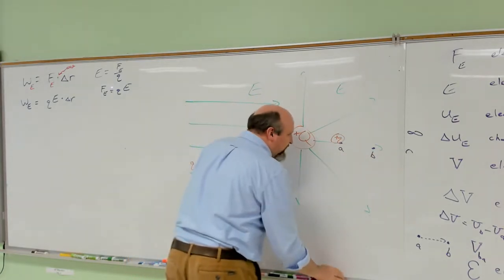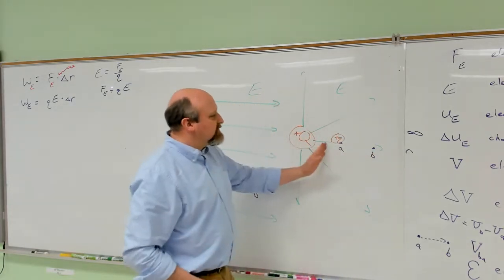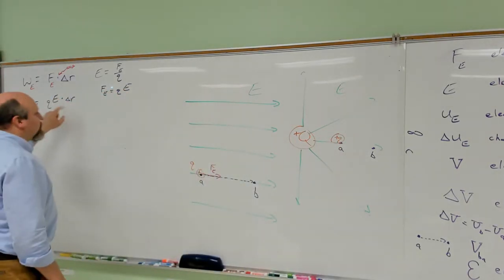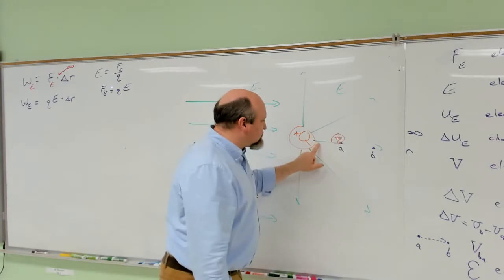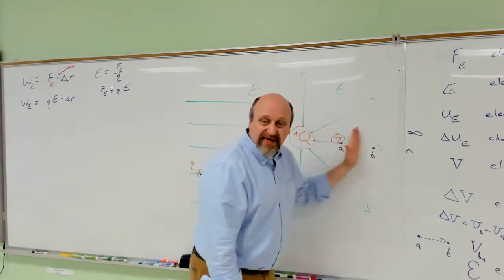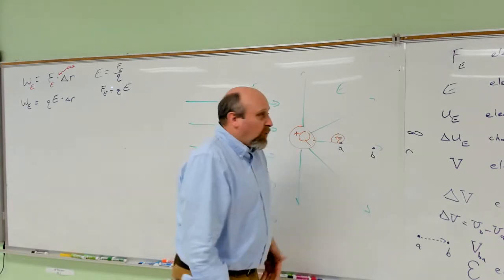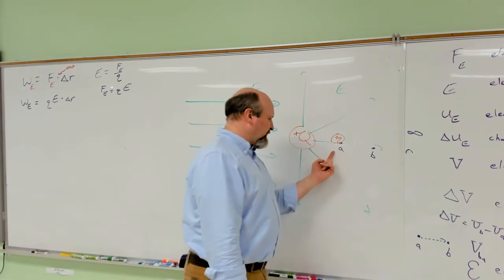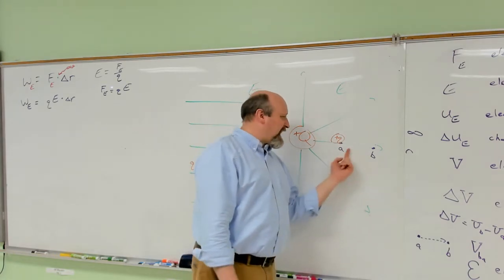Now as it moves along, if I try to do this work calculation, I have a problem. The E field strength is not the same here as it is here, as it is here, as it is here. The electric field strength is different at all those points. So what value of field strength do I use? The field at the start, the field at the end, the field from halfway through?